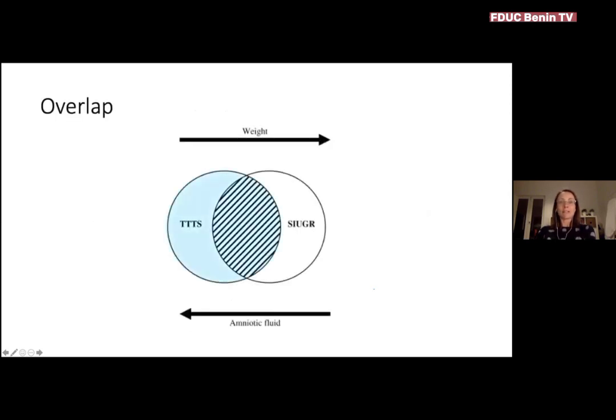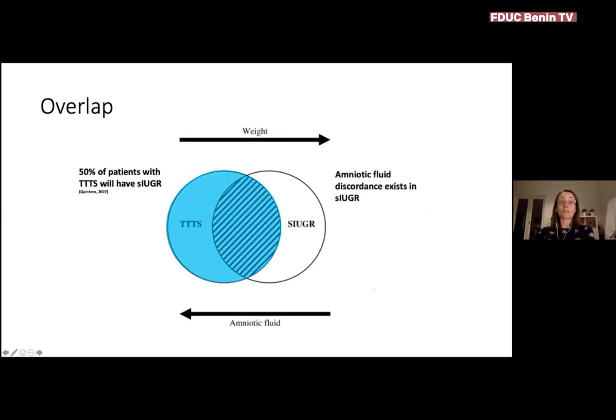Now, unfortunately, there is a bit of overlap between the two conditions that I've talked about so far, and about 50% of patients with twin-twin transfusion syndrome will also have selective IUGR. So it can be really difficult to categorise the ultrasound findings into one or the other when there is a bit of a mixed picture.